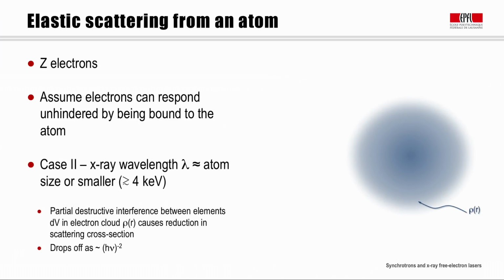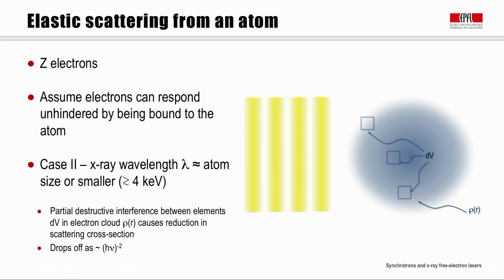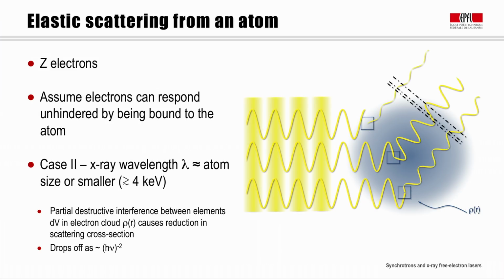As the photon energy increases and the wavelength shortens to distances comparable and then even less than the size of the atom, scattering from the different elements dV in the electron cloud begin to interfere partially destructively, resulting in a drop-off of the scattering cross-section and therefore the intensity, which follows approximately an inverse square relationship with respect to the photon energy.